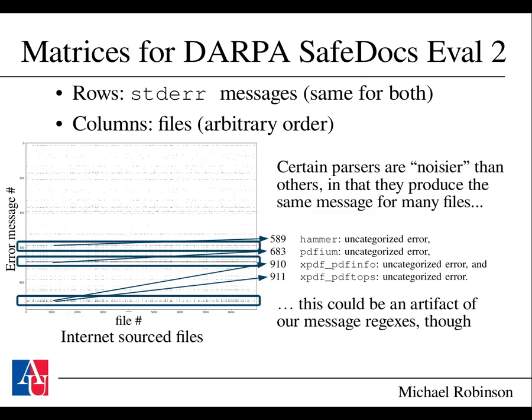If we look instead of column-wise, row-wise, you can see that the rows correspond to different parsers, as I mentioned. And certain parsers are just noisier than others. They produce many of the same message for many files. This could well be an artifact of the parser. As I said, PDFium is rather uninformative. But it could also be an artifact of the regular expressions that we use to identify these messages. The regular expressions are handcrafted, and so therefore some of them are a little better than others.